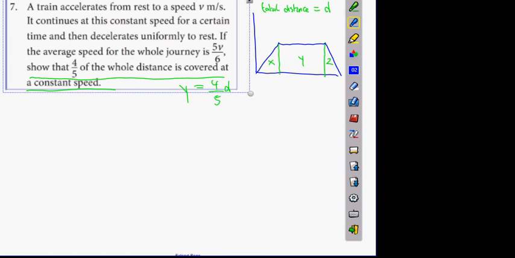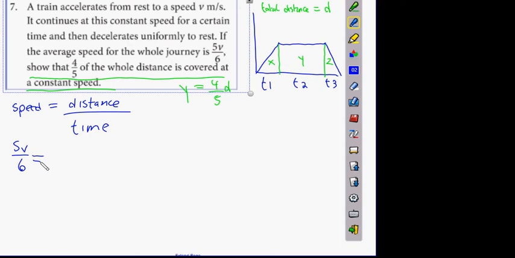So speed equals distance over time. What we're going to get is total distance over total time. Alright guys, I'm going to have to introduce some times, okay? So we're going to have T1, T2, and T3. So speed, which is 5v over 6, is going to equal distance.